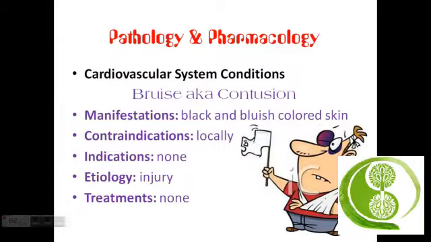Manifestations of a bruise include black or bluish colored skin in the initial stage, and we know that later on, as it starts healing, it sometimes becomes even green or yellow. A contraindication: you never massage directly on top of a bruise. The etiology is typically an injury, and there are no treatments. It just self-dissipates.